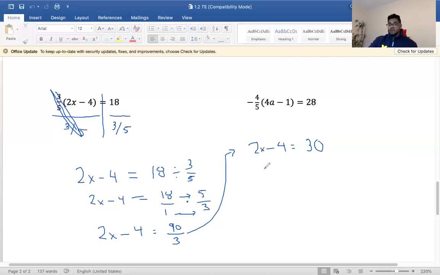And now this is something that we know how to do, right? We're just trying to isolate the variable, so I can add 4 on both sides. Get 2x equals 34. Divide by 2. And I get x equals 17.